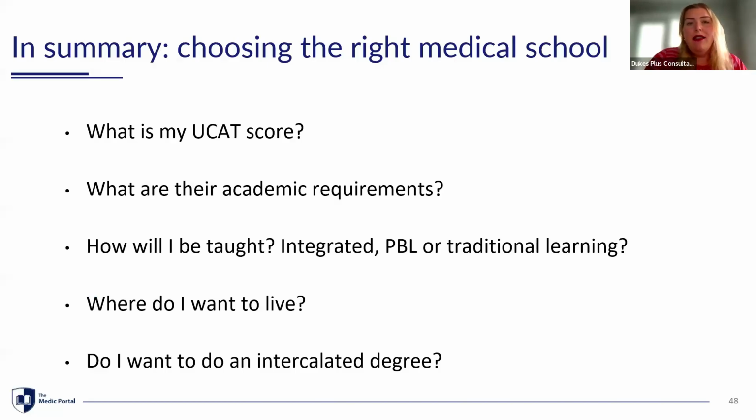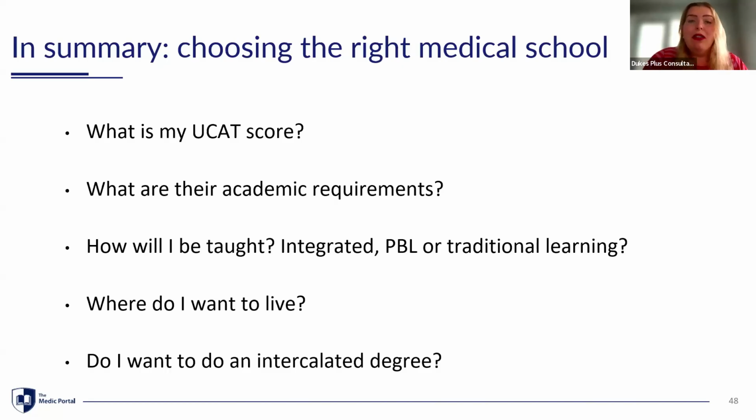So in summary, to end this call and before we go into questions and answers, if there are any, here are some questions as final takeaway points this evening I would like you to think about. When choosing the right medical school, of course, the biggest question is going to be, what is my UCAT score? Which you won't have yet. You'll have it in the summer just before you apply, but there will be lots of conversations at that point about what is my UCAT score and does it fit what the universities expect of me?